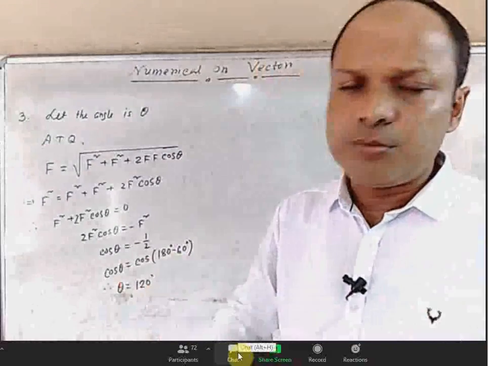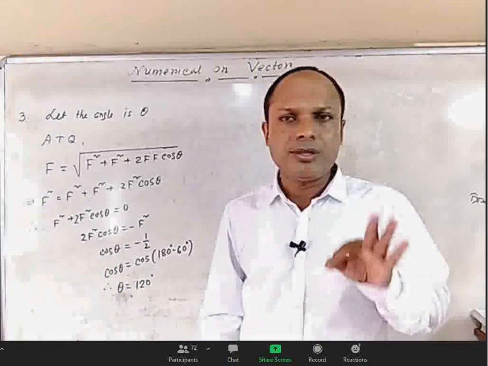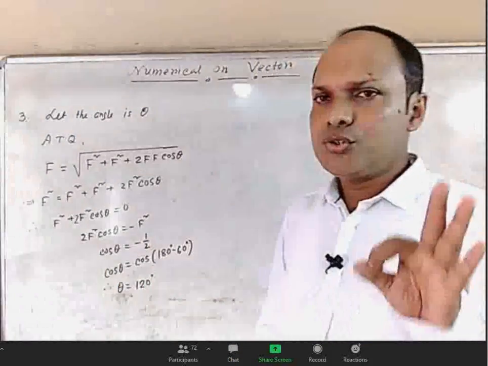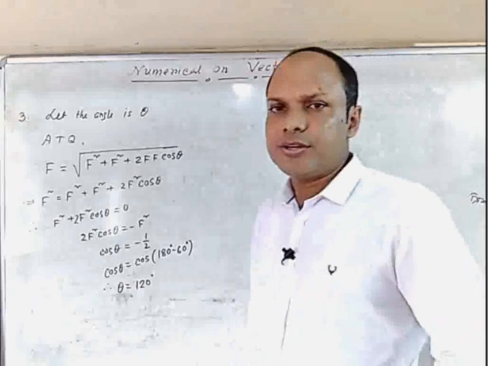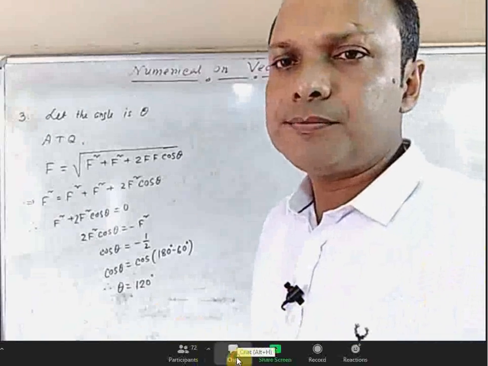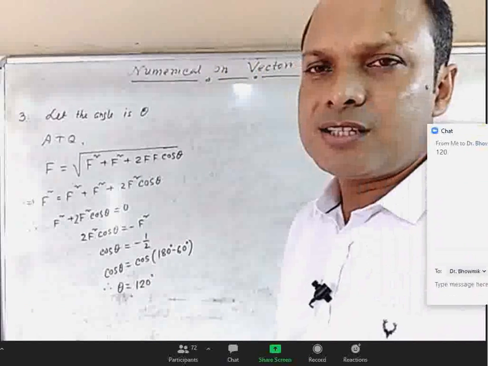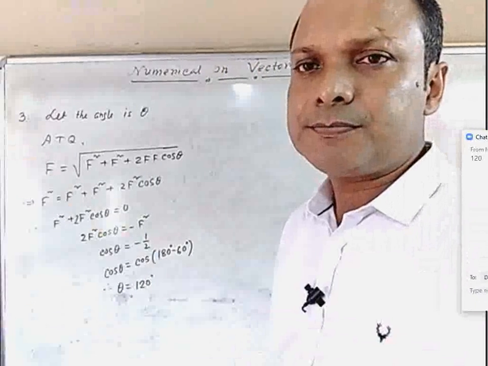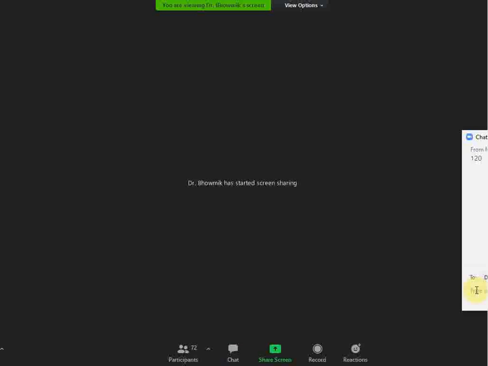This is about number 3. Therefore, your answer should be: the angle between the two forces, or two vectors, is 120 degree. Now go to number 4. I think it is clear to everyone. If anyone has any kind of problem, don't hesitate, ask me.